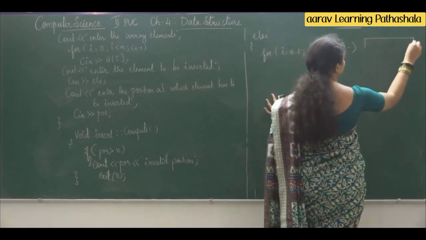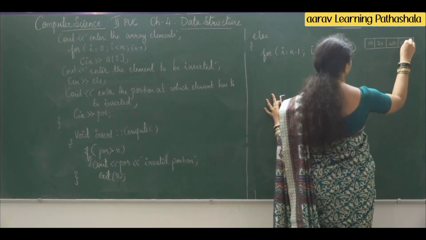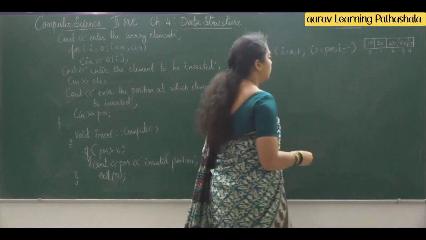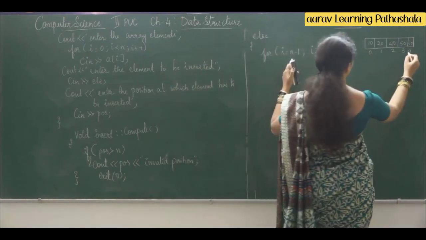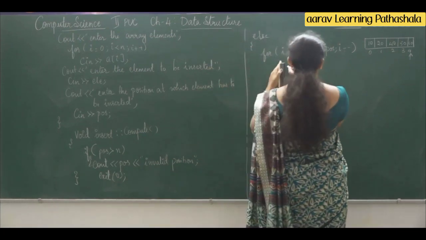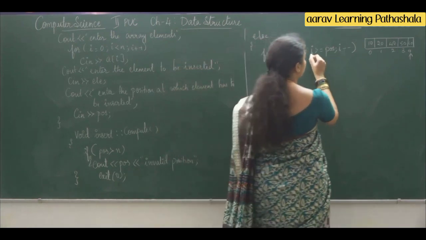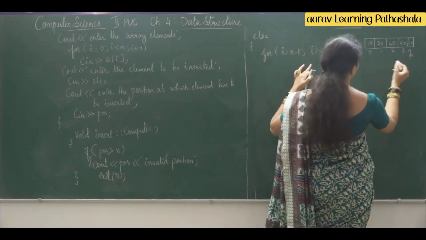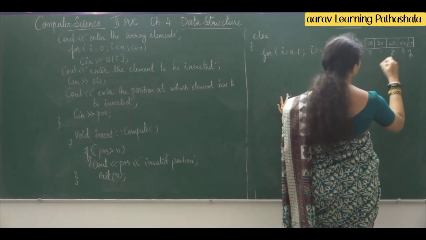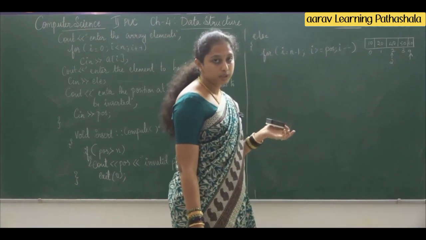So in the array 10, 20, 40, 50 and 60, we have to shift the elements. That is, i is equal to n minus 1, that is the last element, that is the last position. We have to shift the elements to their next higher position. That is, i greater than or equal to position. Yes, the required position is 2. So the value of i is 4. 4 is greater than or equal to 2.